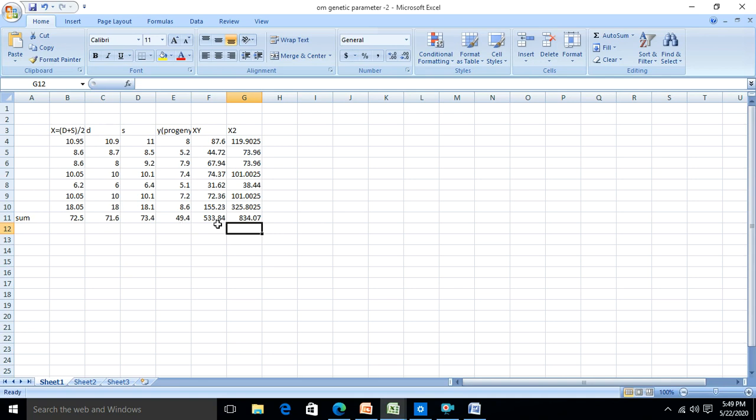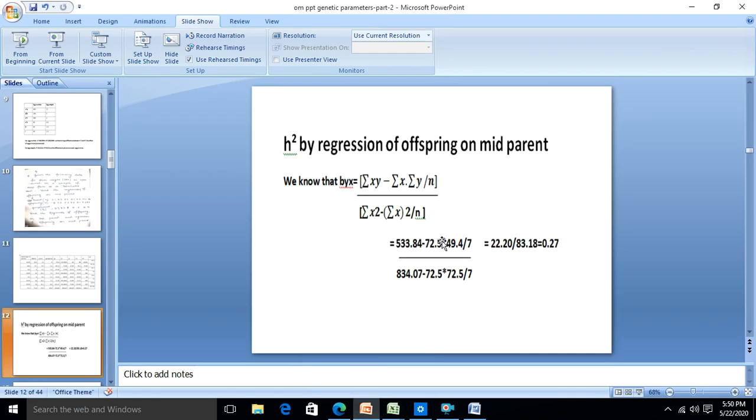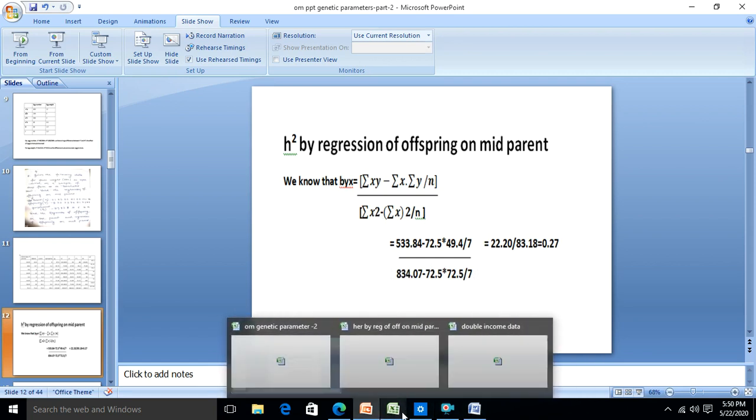First of all, summation xy is 533.84 minus summation x into summation y. So you have 533.84 minus 72.5 into 49.4 upon n. N is 7, the total number of values is 7. Now in the denominator we have summation x square minus summation x whole square upon n.